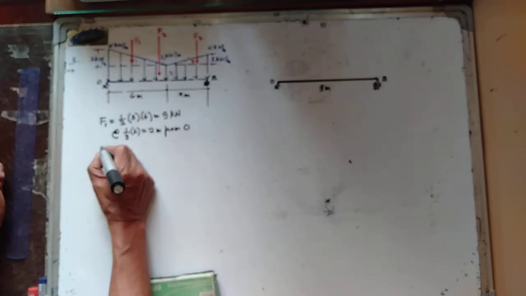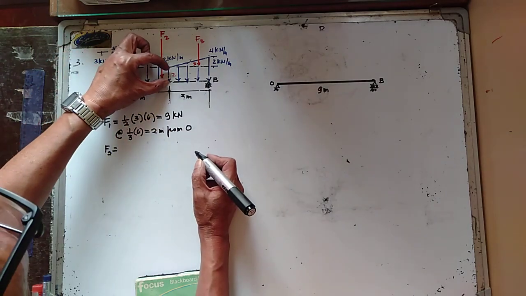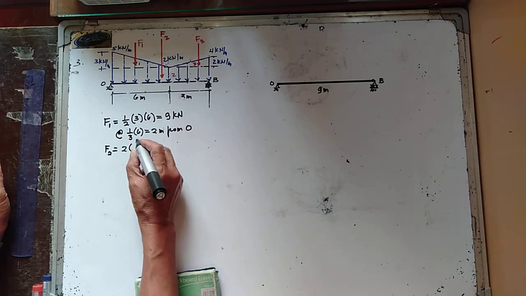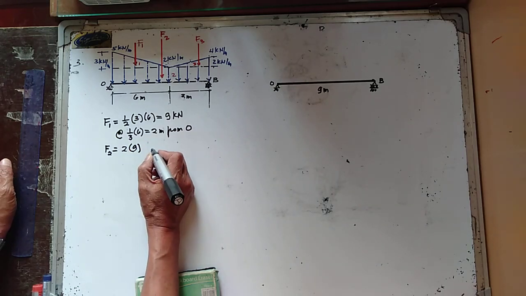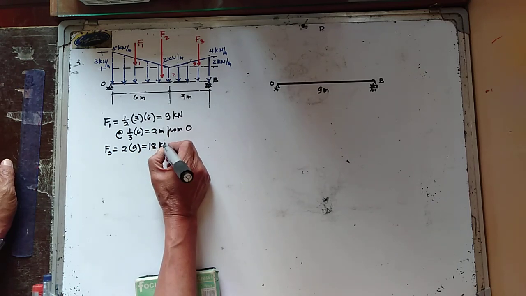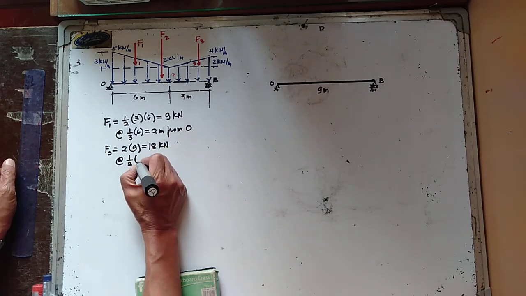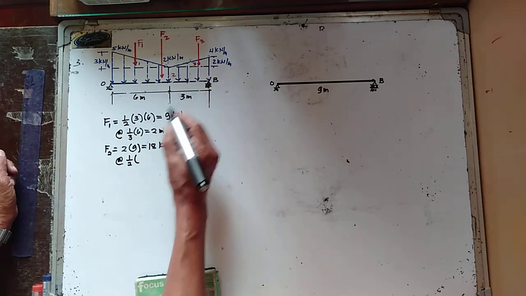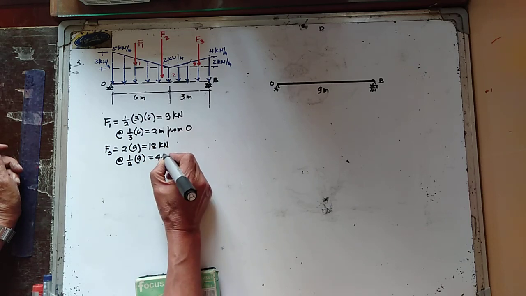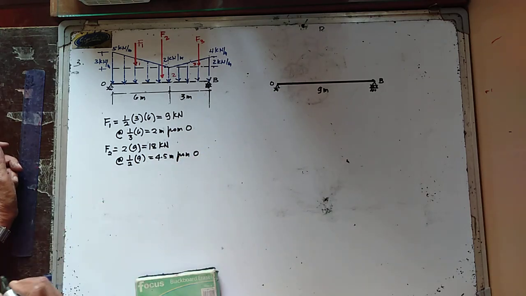Now, the second area, which is a rectangular area, is equal to 2 kilonewtons per meter multiplied by 9 meters, or this is equal to 18 kilonewtons. And this is acting at the centroid, which is 1/2 of 9, and 1/2 of 9 is equal to 4.5 meters from point O.